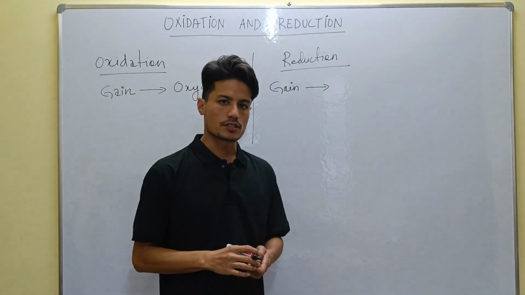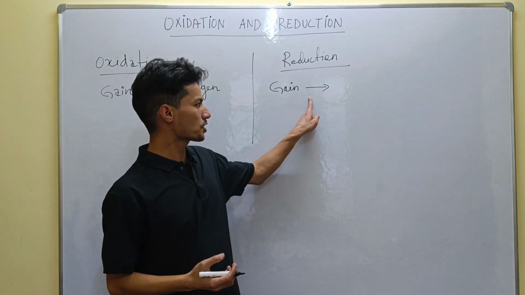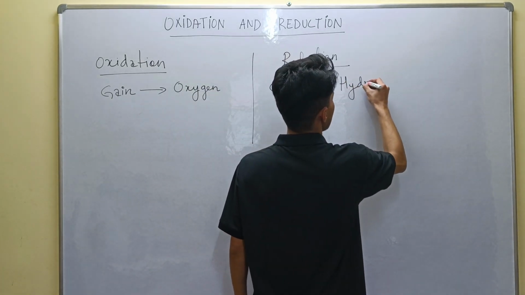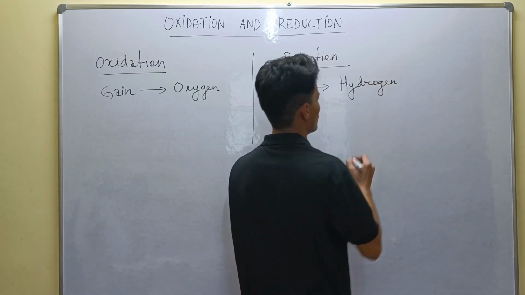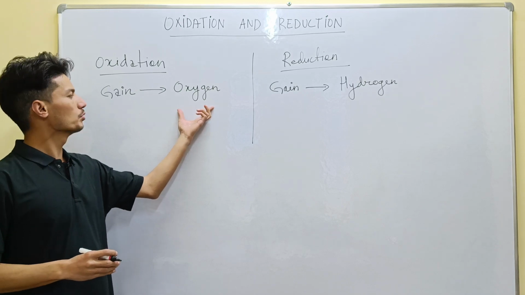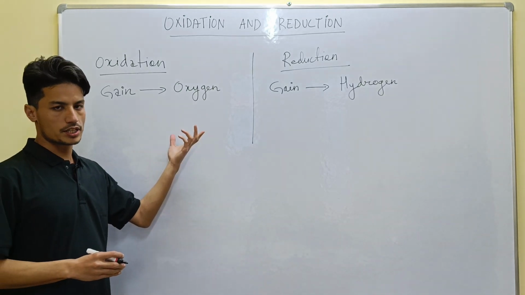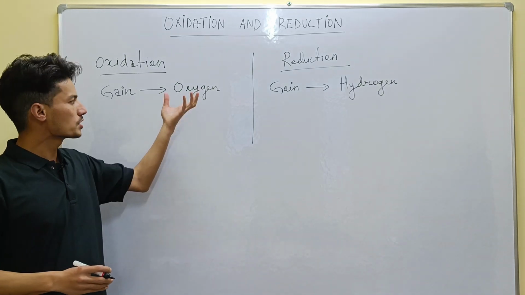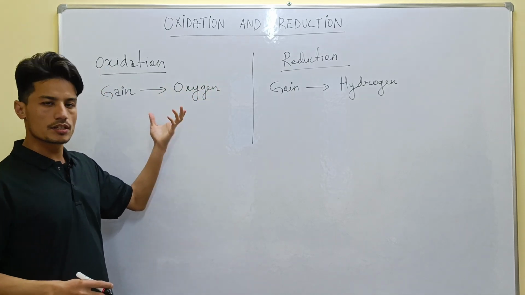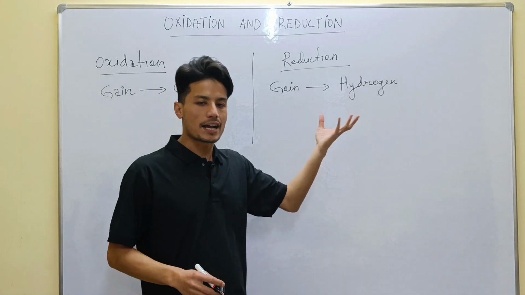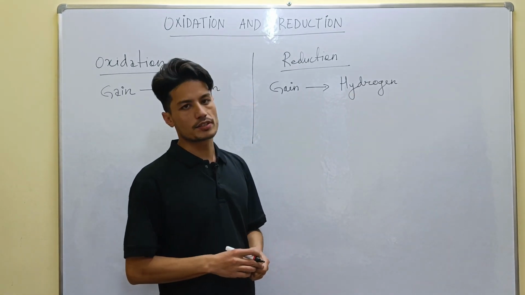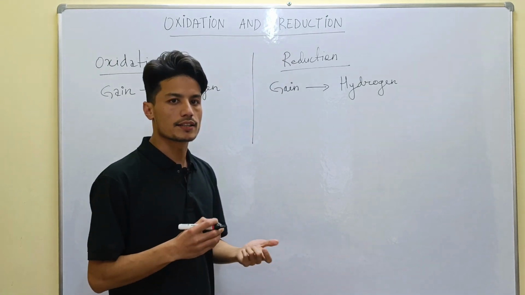In terms of gain, how do we discuss reduction? In a reduction reaction, they gain hydrogen. So gaining of hydrogen will be known as reduction, and gaining of oxygen will be known as oxidation. Reactions where oxygen is gained or where they react with oxygen are known as oxidation. Reactions where they gain hydrogen, or react with hydrogen, will be known as reduction. This is in terms of gain.